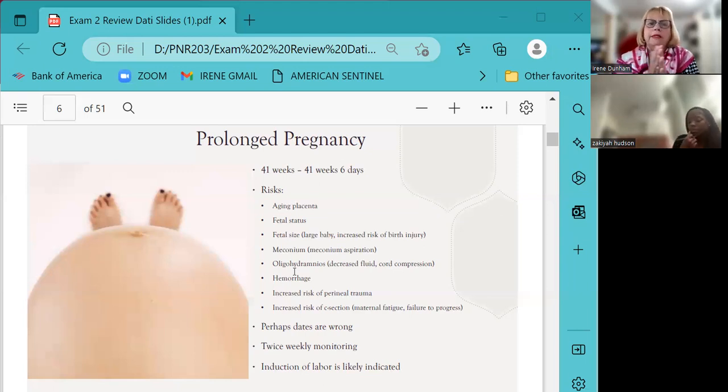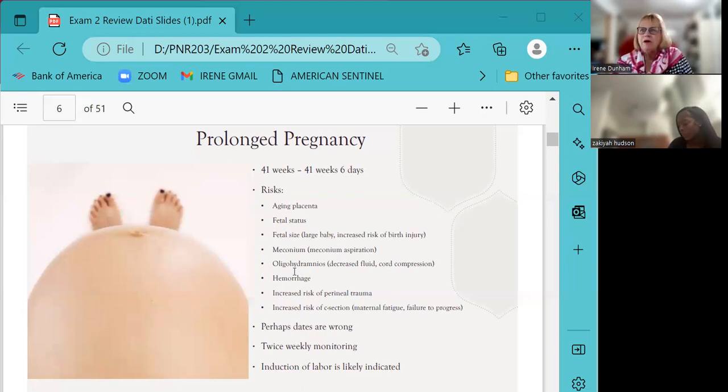A prolonged pregnancy puts the mom at more risk for a hemorrhage because the uterus now is getting over distended because the baby's getting big. So it puts mom at more risk after delivery for a hemorrhage.